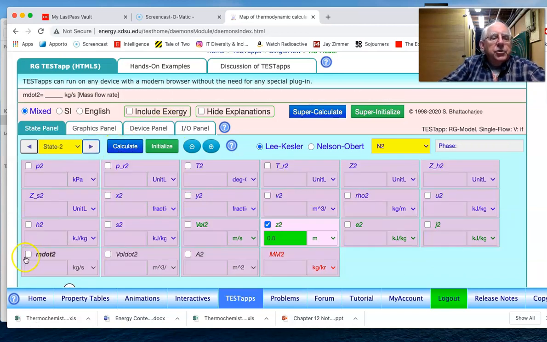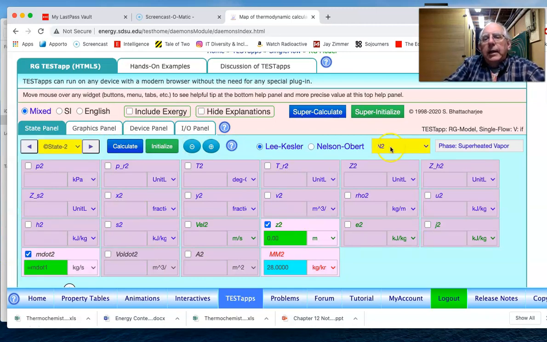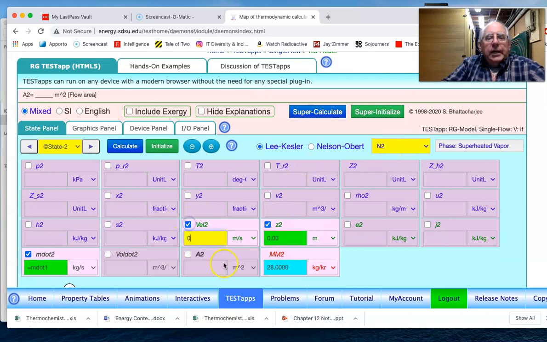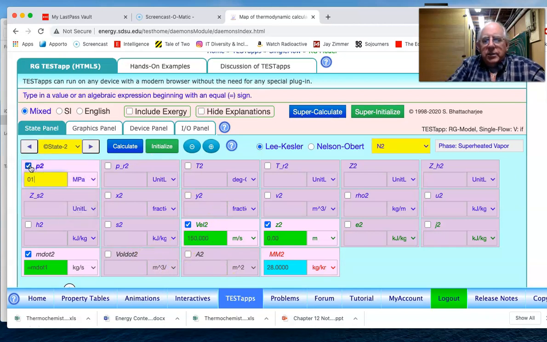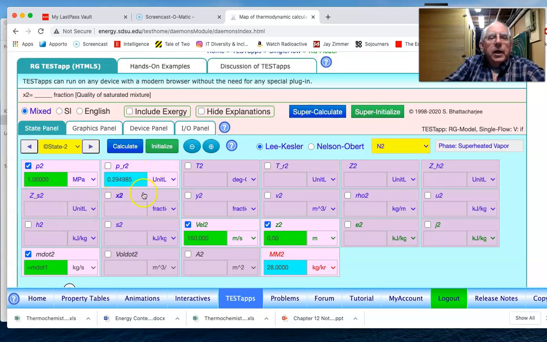Our state 2 is the same m dot, and it's nitrogen. Our kinetic energy is 150, and our pressure dropped to 1 megapascal, and so it's expanding through the turbine. We see that this 1 megapascal is below the critical point at that condition. Our temperature, as it expanded through, is at 300.